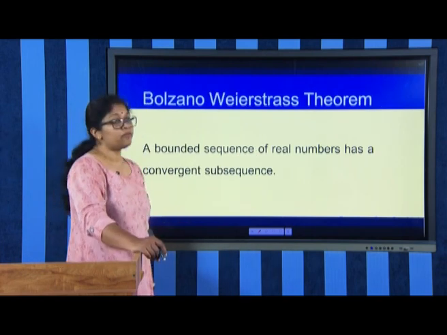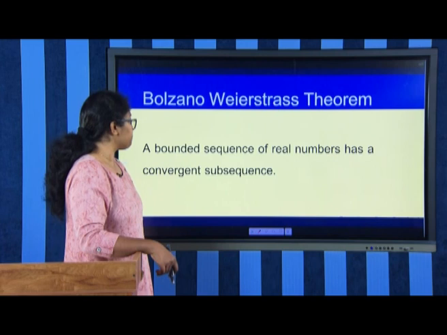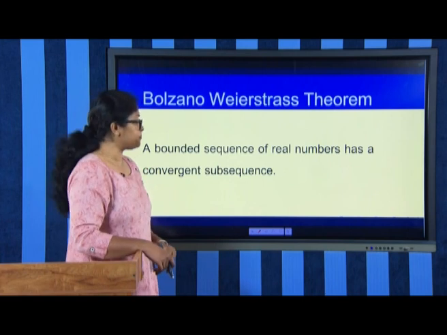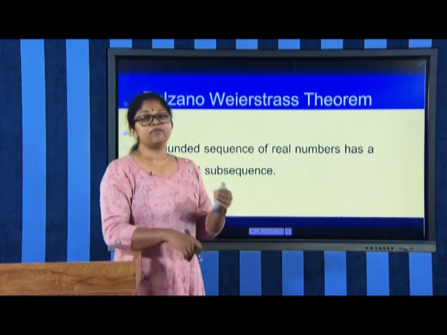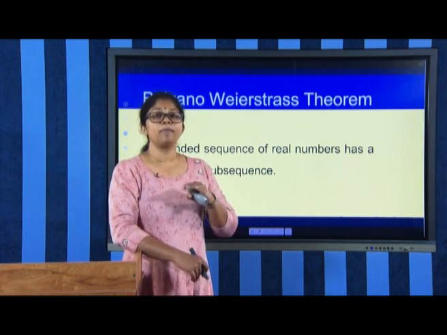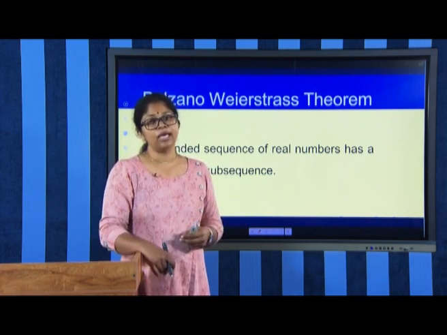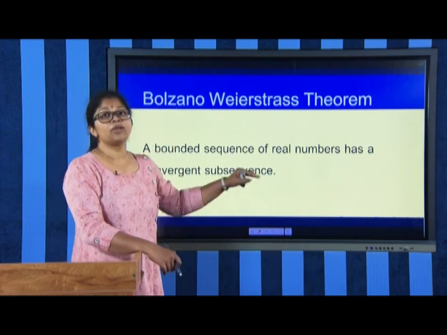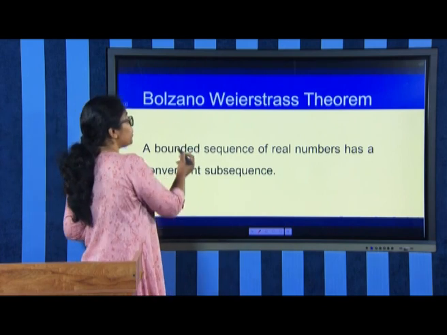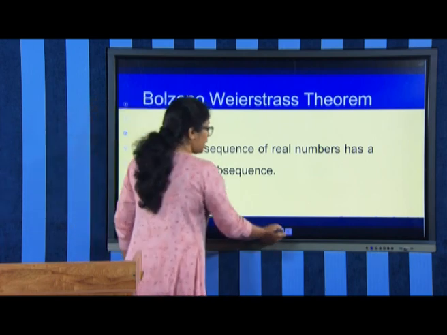And we have another very important result that we have to learn, which is called the Bolzano-Weierstrass theorem: a bounded sequence of real numbers has a convergent subsequence. We have seen that convergent sequences are always bounded, and we have seen in a counterexample that bounded sequences need not be convergent. We have seen the example 0, 2, 0, 2 and so on. But Bolzano and Weierstrass showed that a bounded sequence of real numbers does possess a convergent subsequence. Let us see the proof of it.